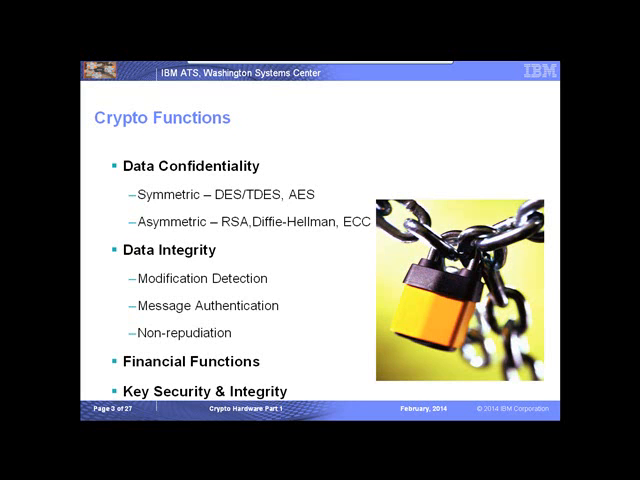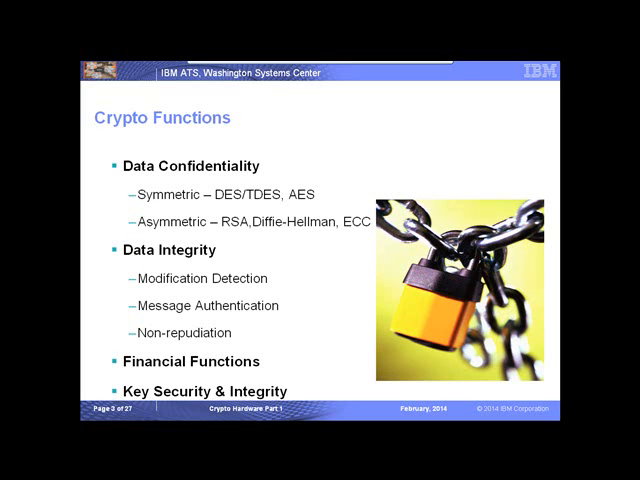There are symmetric algorithms, which are algorithms where both parties have a copy of the key material. So if I want to send data to somebody on the phone, I've got to select a key. I've got to somehow transmit that key to my partner, and then I can encrypt data with the key, send them the ciphertext, and they can decrypt it using the same key.